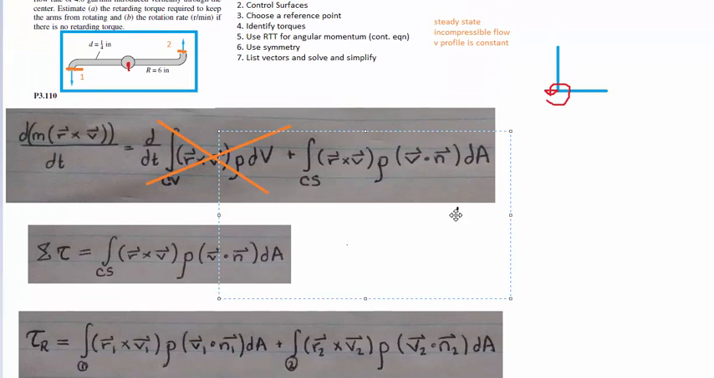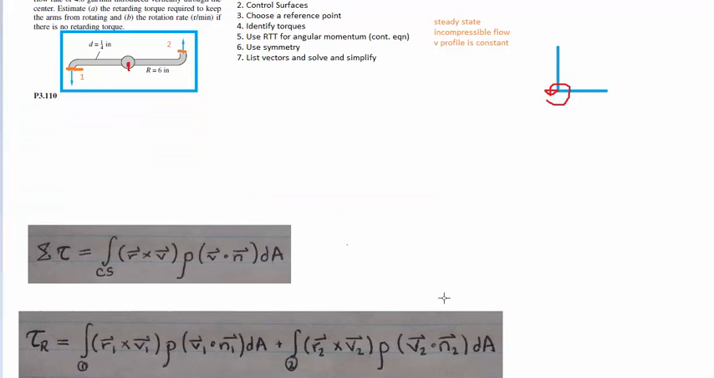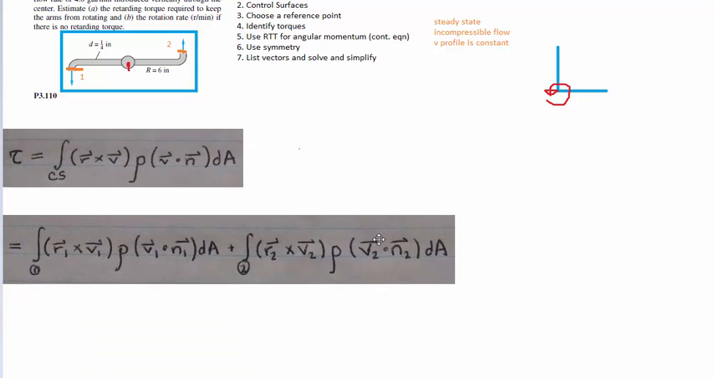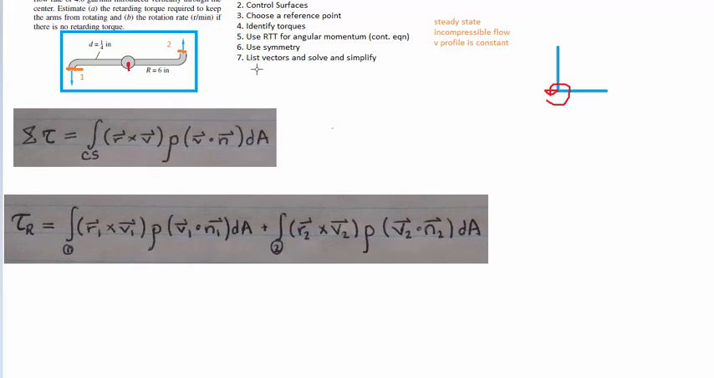Okay, I'm going to move this so that we have some more space, because I'm going to start listing the vectors, because we've already done all the way up to 7 over here. So now what we have to do is list these vectors, R1, V1, N1, R2, V2, N2, so that we could do the operations on them and simplify the problem.